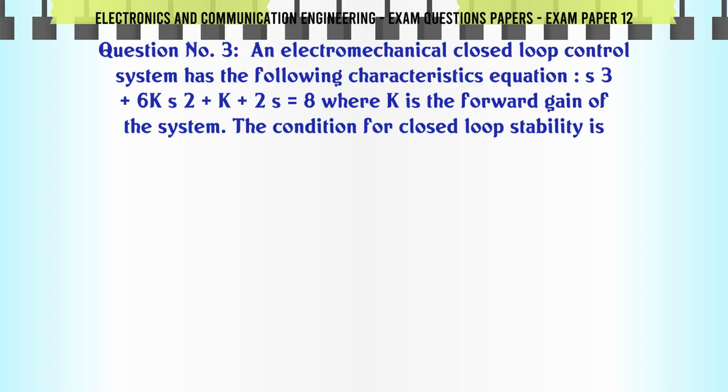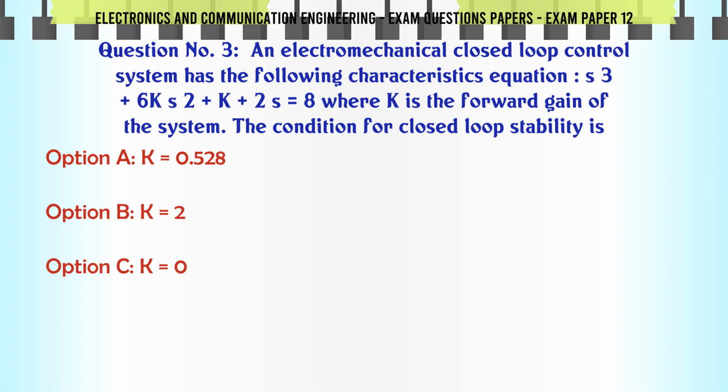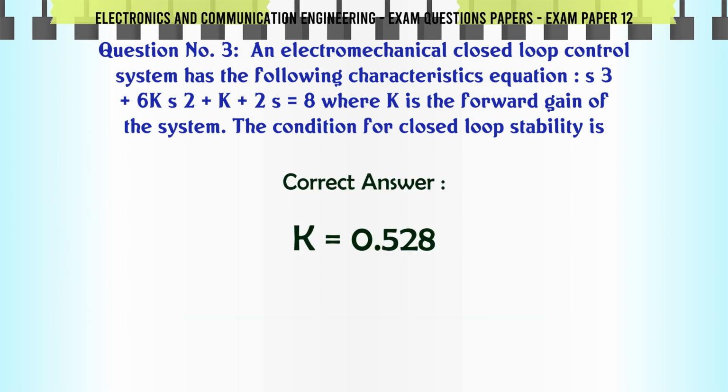An electromechanical closed-loop control system has the following characteristics: equation S36K S2K2 S8, where K is the forward gain of the system. The condition for closed-loop stability is AK 0.528, BK2, CK0, DK 2528. The correct answer is K 0.528.